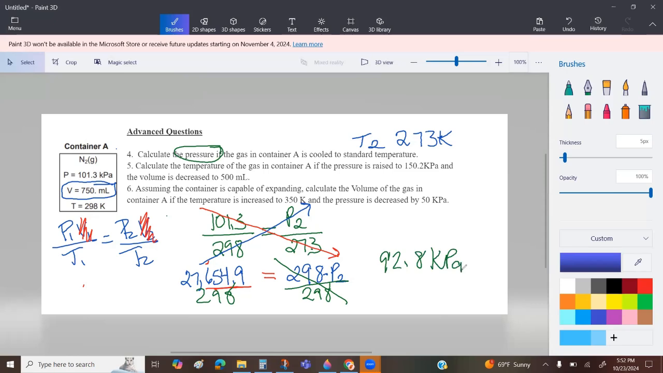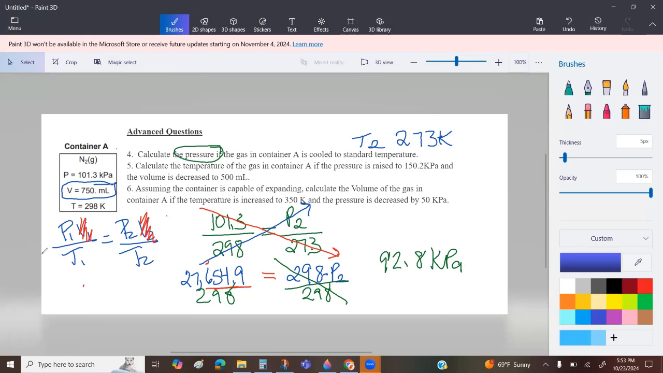In kilopascals. Now, I'm going to think about it for a second. There's a direct relationship between pressure and temperature according to Gay-Lussac's law. So if my temperature went down, my pressure should go down. And it did, right? My pressure went down to 92.8 from 101.3. So it all works out.